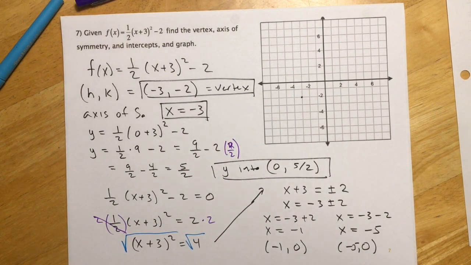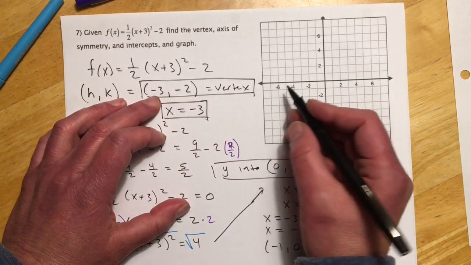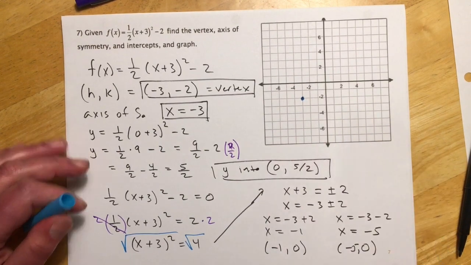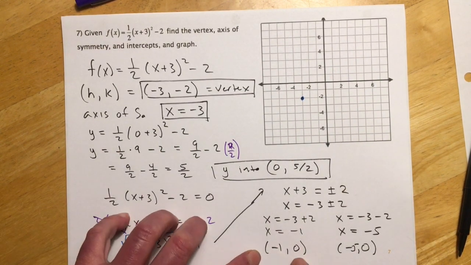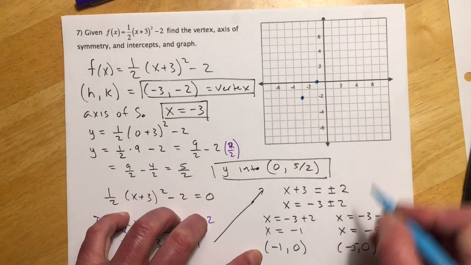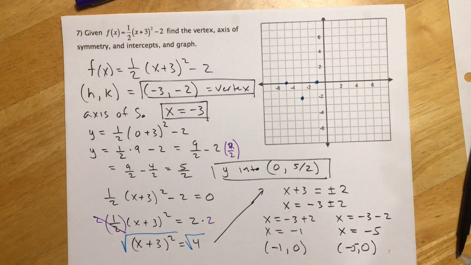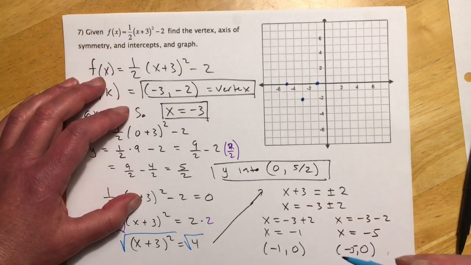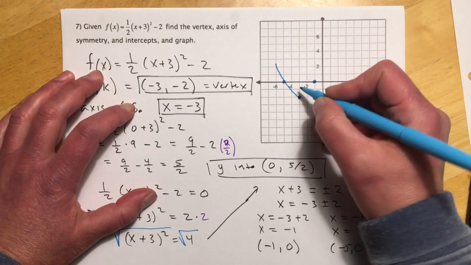So then graphing all the stuff I just found, we'll start with the vertex right here. So that's right there. And then negative 1, 0, so that'd be right here. Negative 5, 0, that's right there. And right there I have my 3 points, and that's all I need for a quadratic. And so this is going to look something kind of like that.